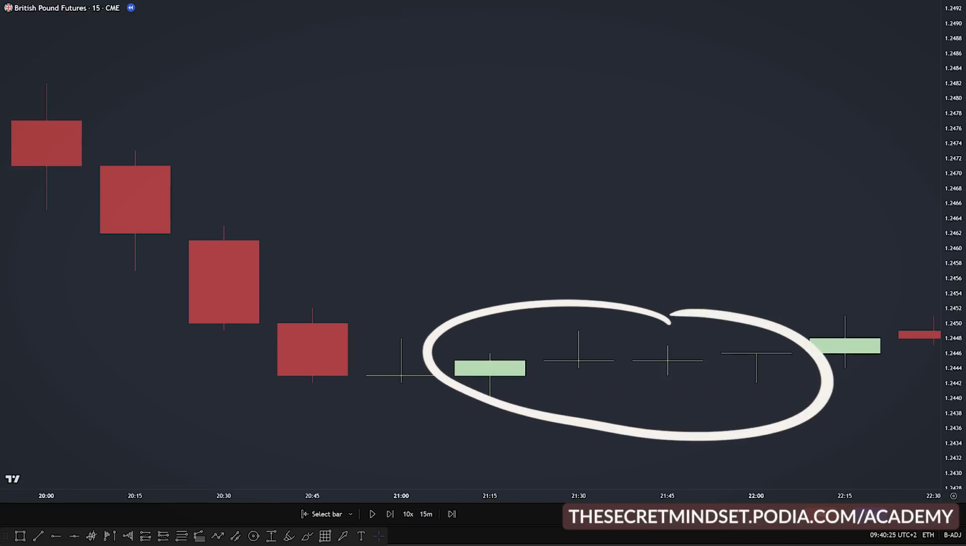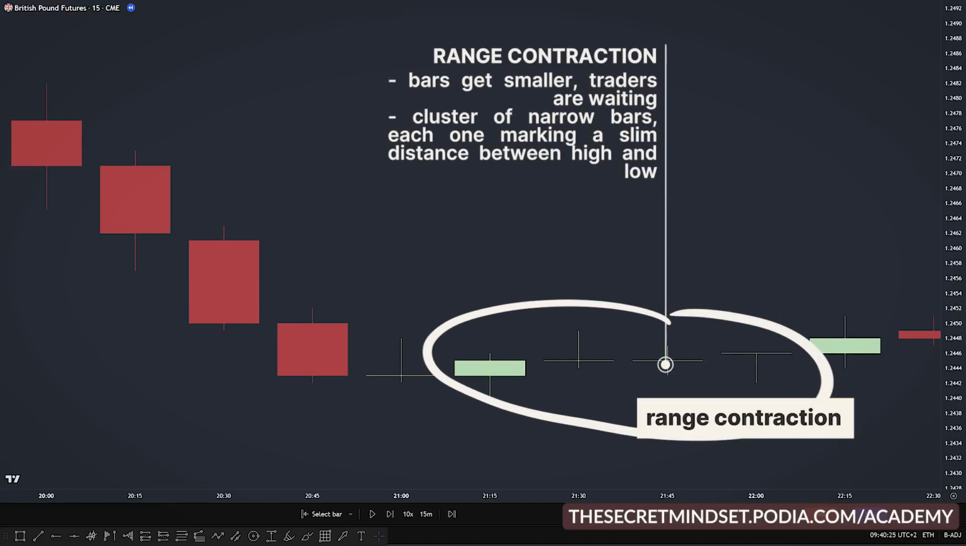Contraction is the opposite. When bars get smaller, it might show that traders are waiting. They might not see a clear path. The highs are not too high. The lows are not too low. That can create a cluster of narrow bars, each one marking a slim distance between high and low.